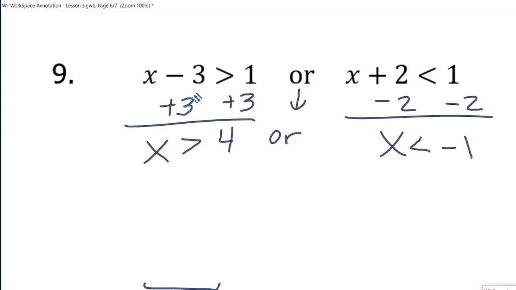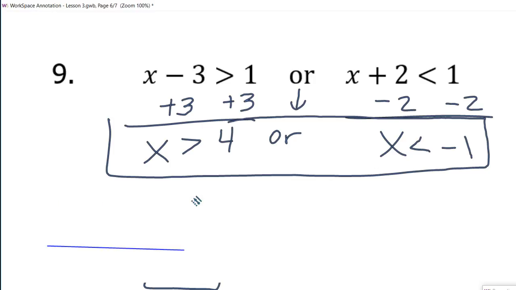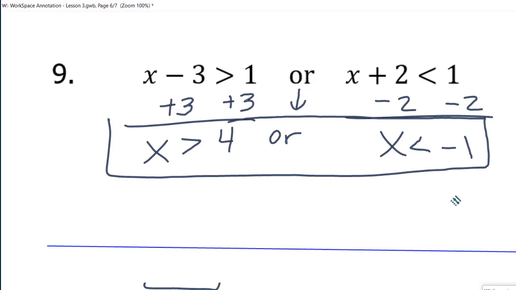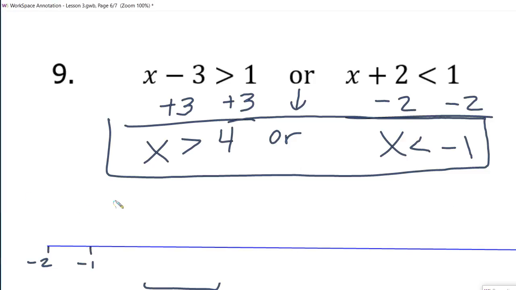Now, for our number line, what number should I start the number line at? Negative 2, drop it down 1. And where should I stop it at? 5. My endpoints go on what two numbers? 4 and negative 1. Then you have to decide would those endpoints be open or closed.